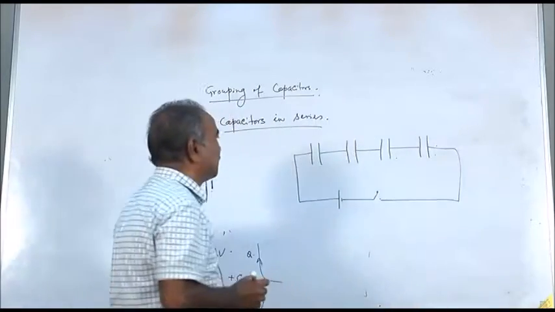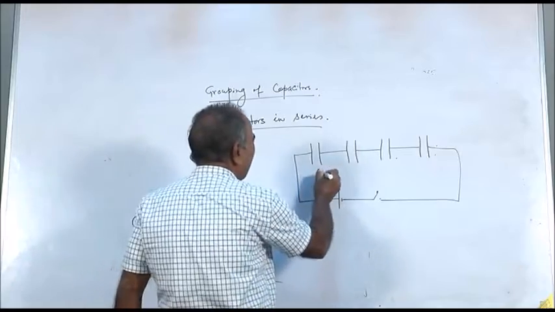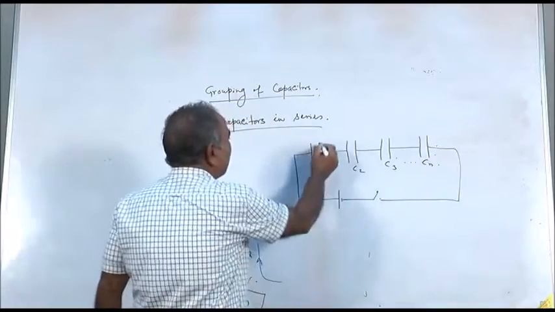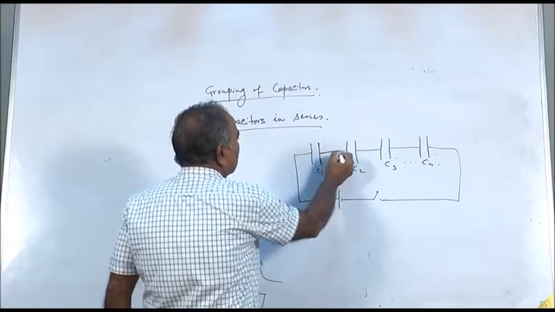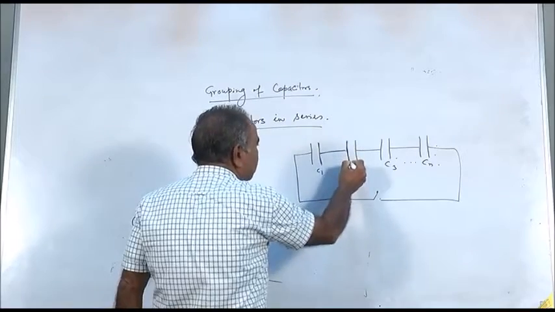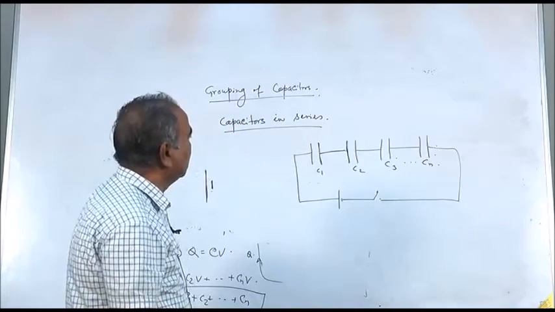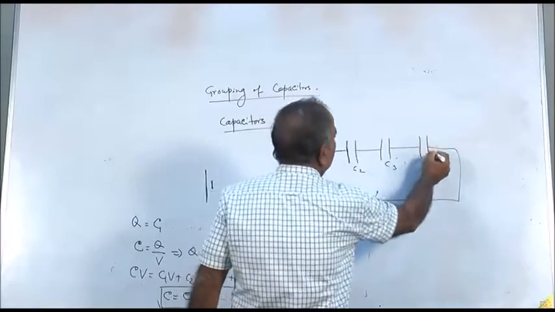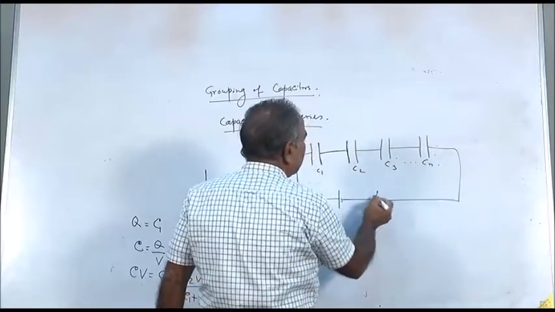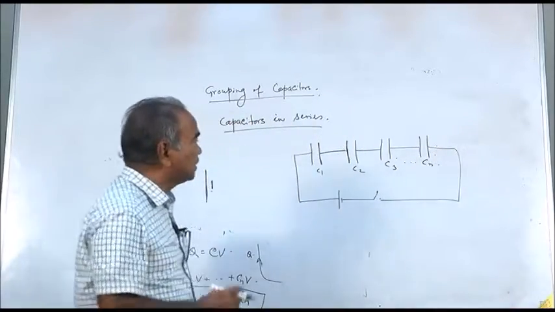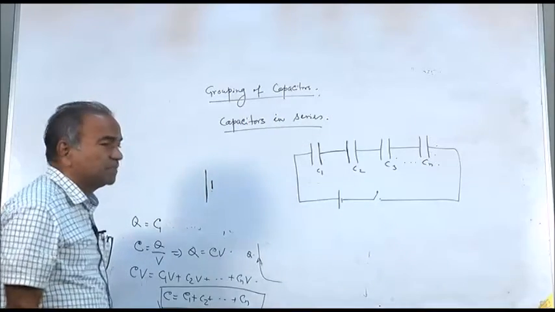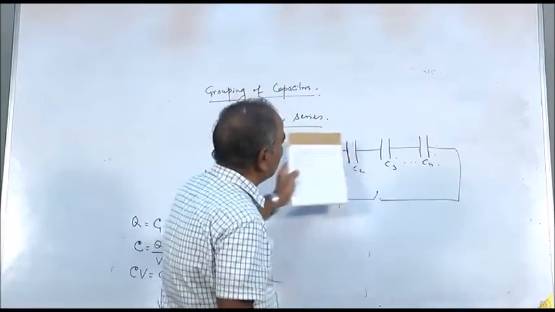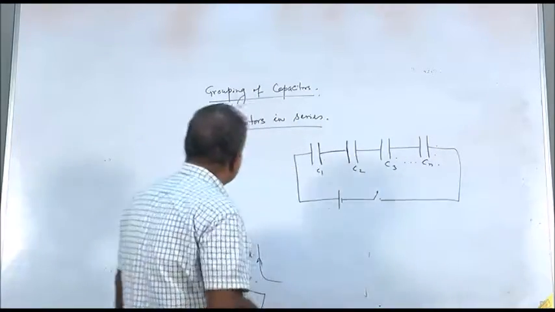This is series grouping. This is C1, C2, C3 and Cn. That means the second plate of the first capacitor is connected to the first plate of the second capacitor and so on. And the first plate of the first capacitor and the second plate of the last capacitor are connected to a battery with a key. So this type of arrangement is called capacitors grouped in series. We will find what will be the resultant capacity of this combination when they are connected in series.